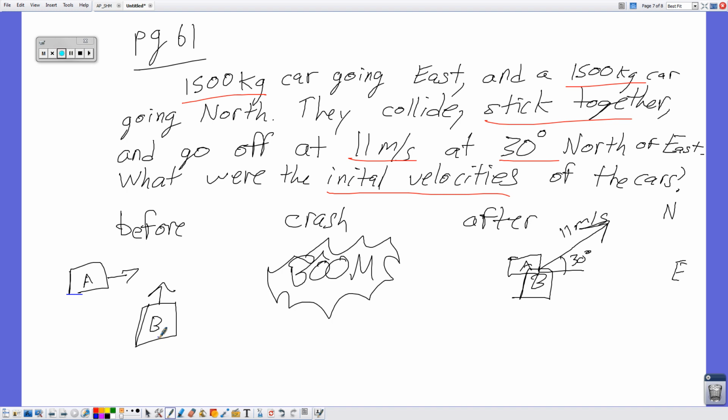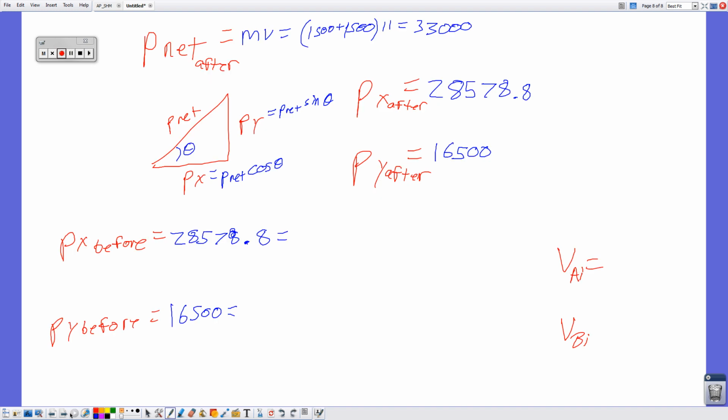Look at the direction it's going. It's going this way. That's not in the x direction, that's in the y direction. So it has y momentum, but no x momentum. So that's going to be m times v, m times v. And I can now solve for those velocities, giving me a positive 19.05 meters per second.